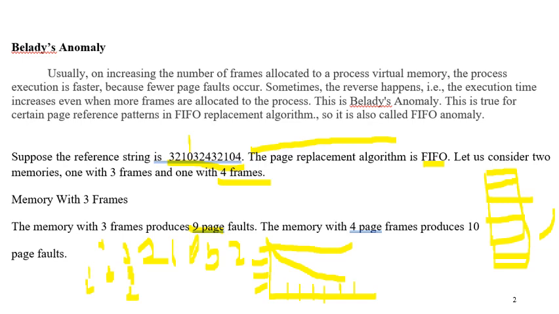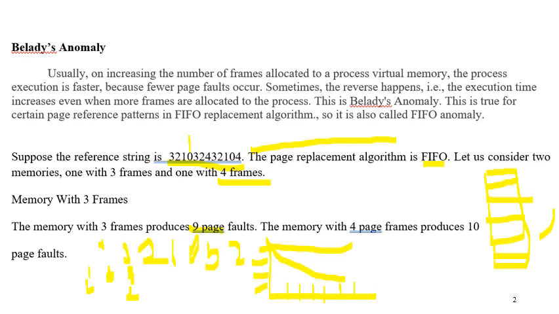So why will an algorithm suffer from Belady's anomaly? An algorithm suffers from Belady's anomaly if it does not follow the stack property. The algorithms that follow the stack property are called stack-based algorithms, and they do not suffer from Belady's anomaly, because these algorithms assign a priority to a page for replacement that is independent of the number of frames in the memory.